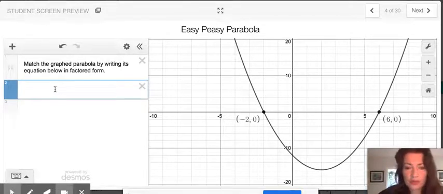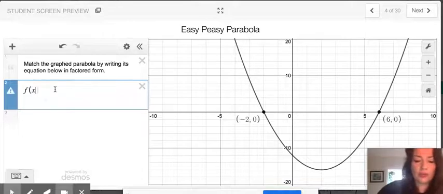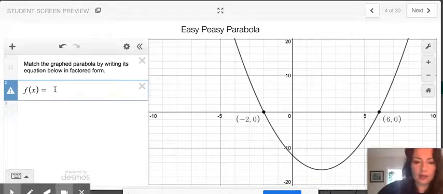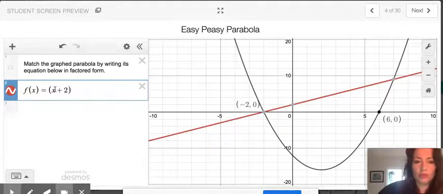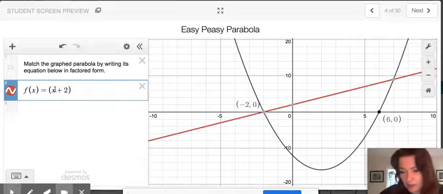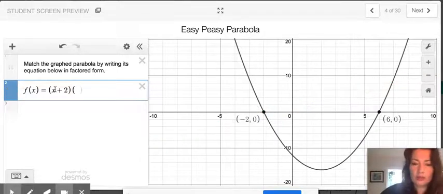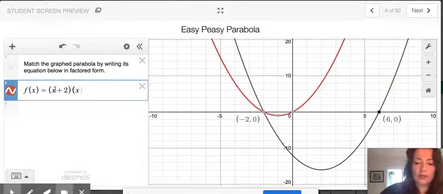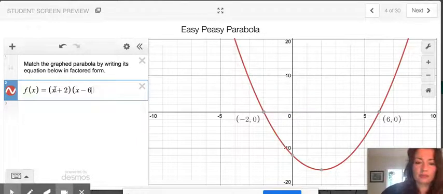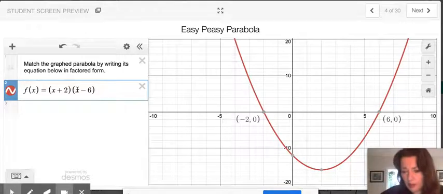So if I wanted to write an equation here, we can write x plus 2. You see, x plus 2 on its own is just a line, and then times x minus 6. And there you go, the graph matches. Yay, we did it.